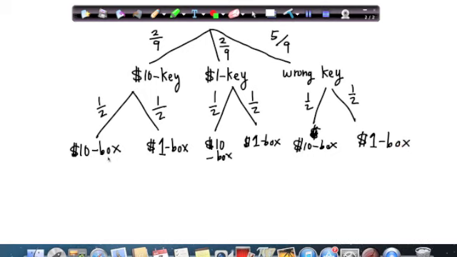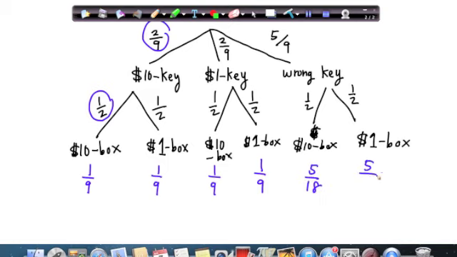We can now write down the probabilities for each of the outcomes. For example, the probability of selecting the $10 key and the $10 box is 2 over 9 multiplied by 1 over 2, which is 1 over 9. Likewise, the probability of selecting a $10 key and a $1 box is also 1 over 9. So for this one, the probability is also 1 over 9 and 1 over 9. The probability of choosing a wrong key and a $10 box is 5 over 9 times half, so this is 5 over 18. Similarly, this is 5 over 18.